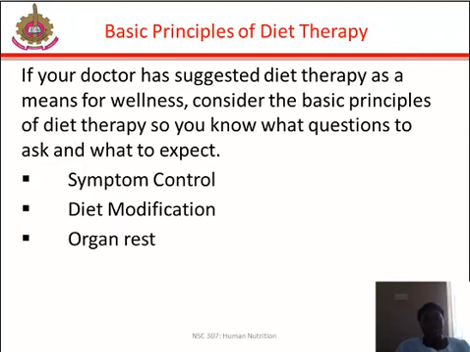Also, let's look at the basic principles of diet therapy. If your doctor has suggested diet therapy as a means for wellness, consider the basic principles of diet therapy so you know what questions to ask and what to expect. When you are suffering from an illness brought on by poor diet, your doctor may suggest diet therapy before considering other medical treatment, prescribing drugs or surgery. Certain conditions such as heart disease can be managed more effectively when diet is under control. As the American Heart Association points out, a healthy diet is one of the best ways to reduce heart problems and to live a healthier lifestyle.